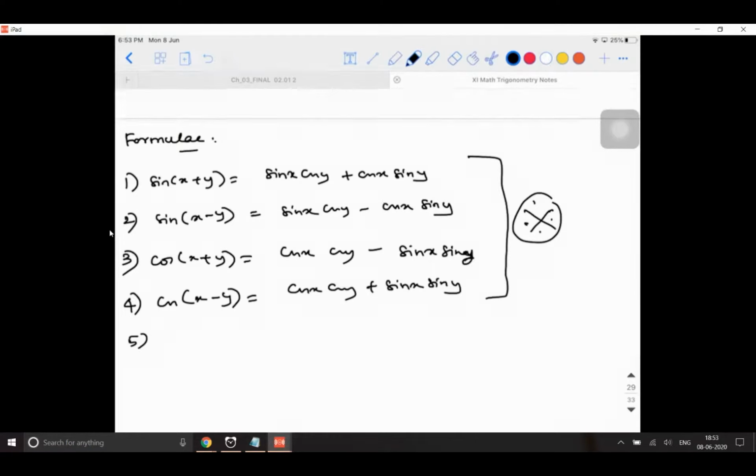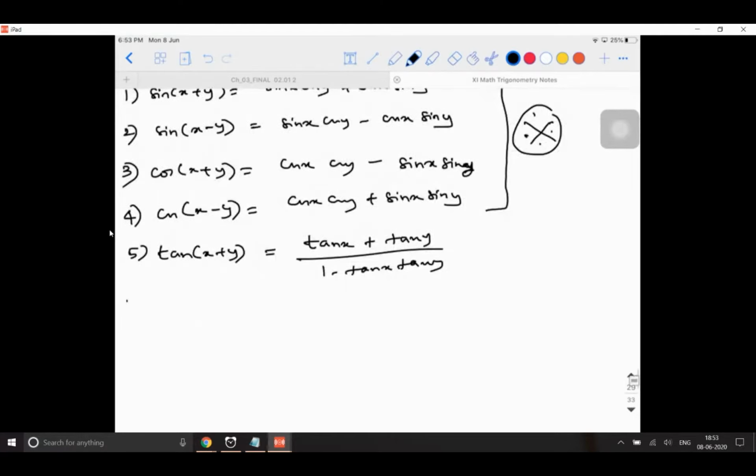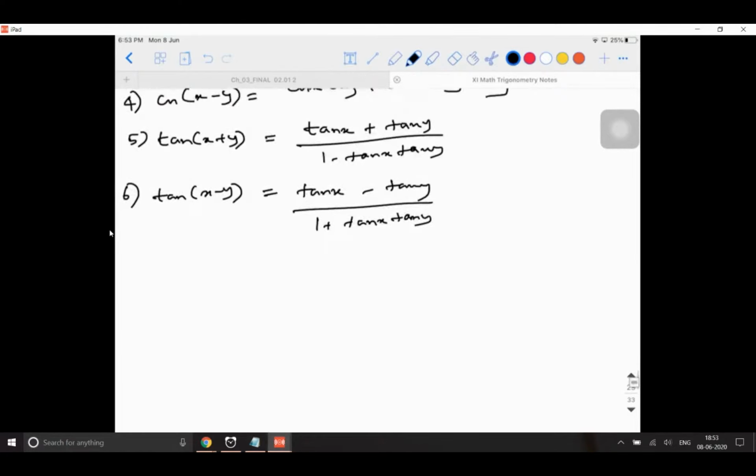Next, the fifth one is tan of x plus y is equal to tan x plus tan y by 1 minus tan x tan y. Similarly, tan of x minus y is equal to tan x minus tan y by 1 plus tan x tan y.